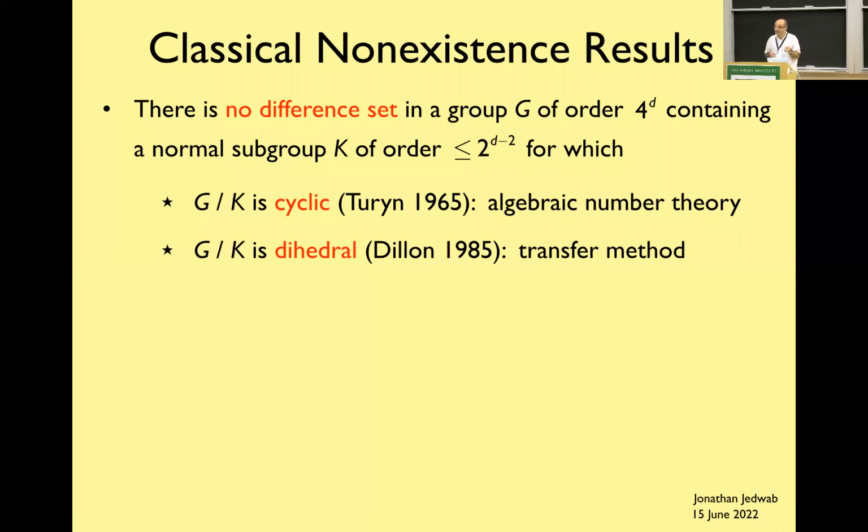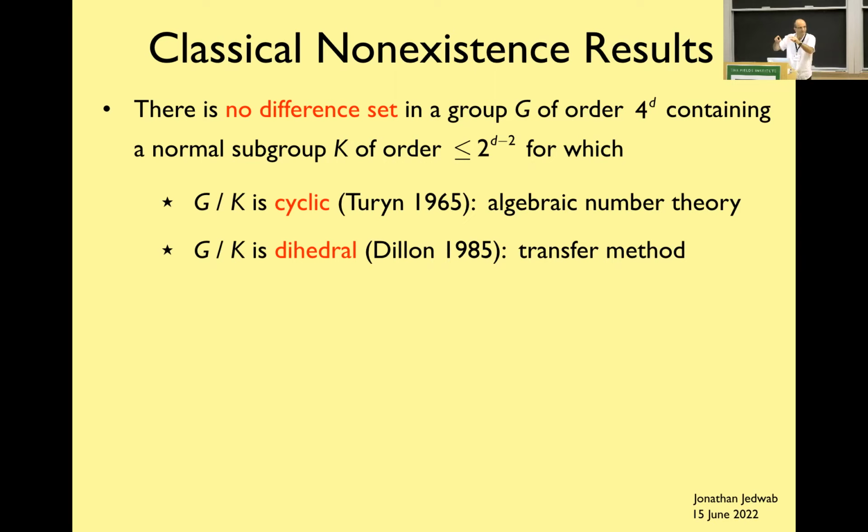And the method that Dylan used is to say, okay, suppose we have a different set in this group with a large dihedral quotient, then we can take that different set and move it across into a different group which has a cyclic quotient the same size. So we piggyback off the Turing result. So that's an example of a transfer method.